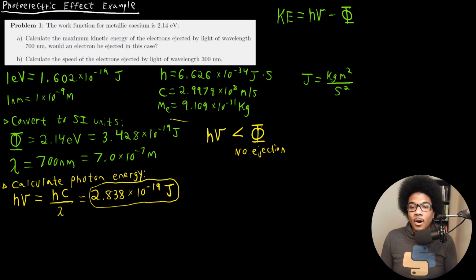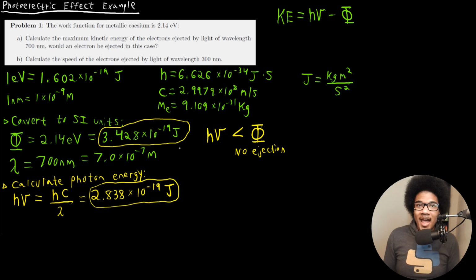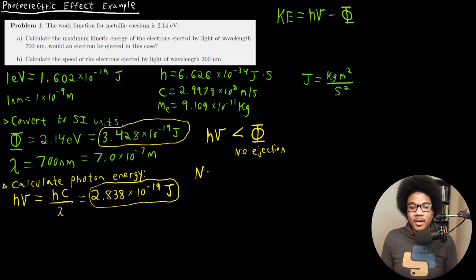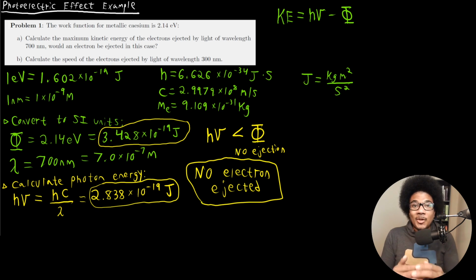If we compare that to our work function, what you'll notice is that the work function is actually greater than the energy of our impending radiation. So that means we would get no electron ejected here. The answer to this one is that there is no maximum kinetic energy because there's no kinetic energy in the first place. The electron would not be ejected from the cesium surface. So that's the answer to part A.